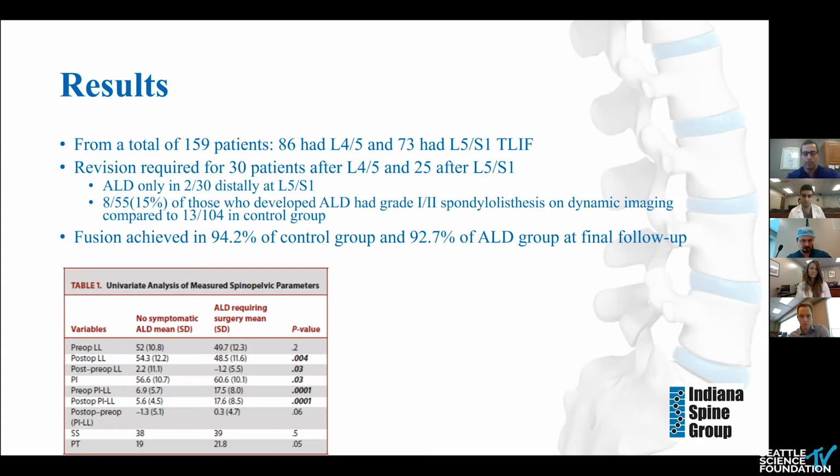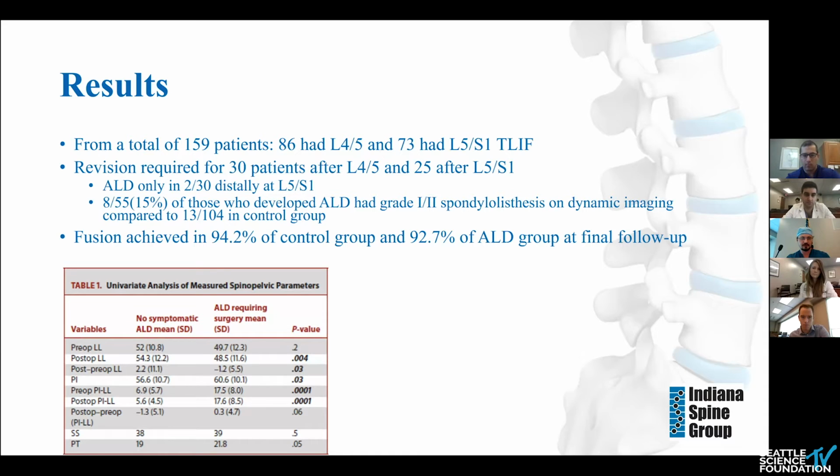The results showed, again, out of 159 patients, 86 underwent L4-5 TLIF and 73 had L5-S1. Revision was required for 30 patients after L4-5 and 25 patients after L5-S1 TLIFs. ALD developed distally at L5-S1 only in 2 out of the 30 patients that underwent L4-5 TLIF. And 15%, or 8 out of the 55 total, developed ALD. Also had grade 1 or 2 spondylolisthesis on dynamic imaging compared to only 13 out of 104 in the control group.